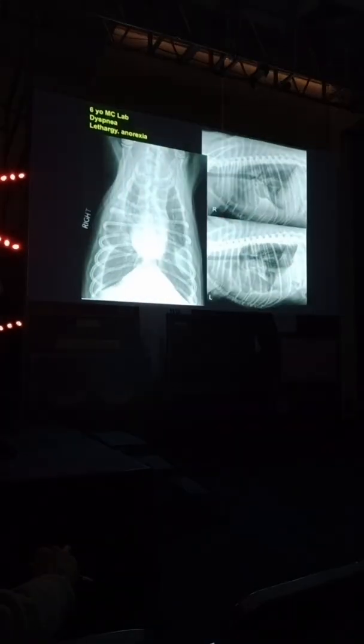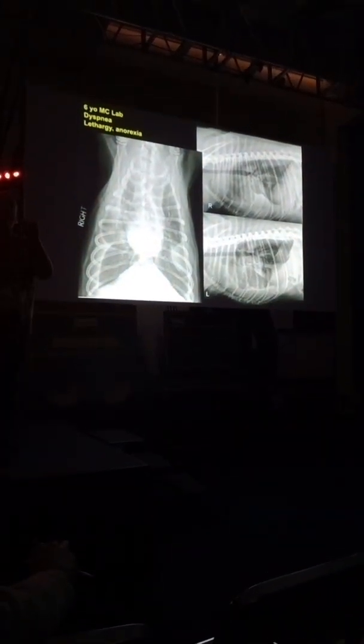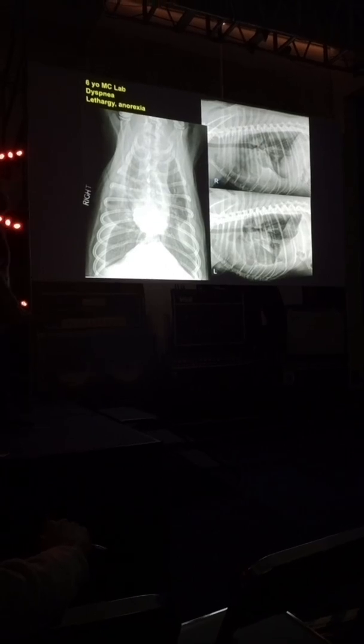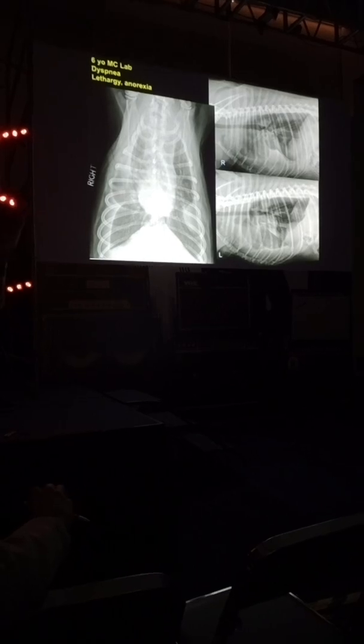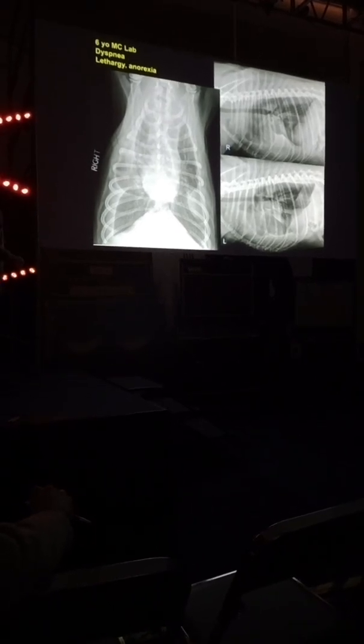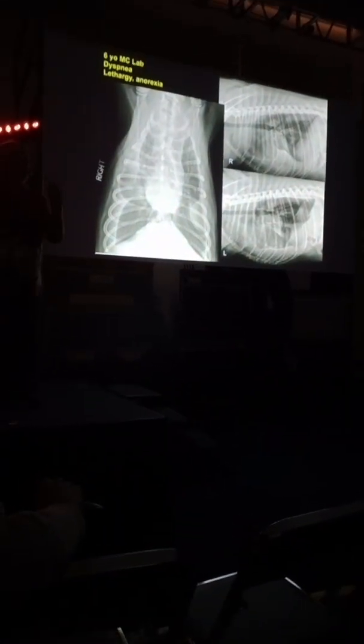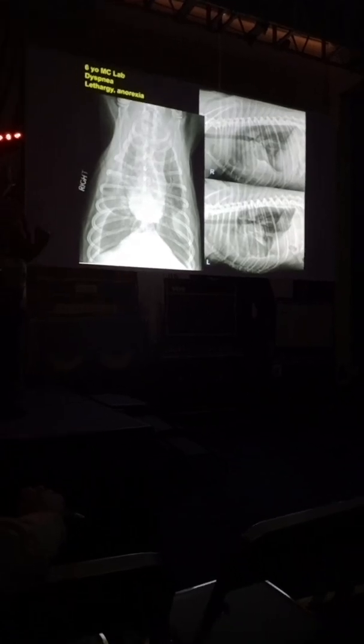Now, for those of you who were at my talk talking about there being more to the thorax than the lungs and heart, this is for you. So this is a 6-year-old male castrated lab that's dyspneic, lethargic, and not eating. Normal, abnormal. Abnormal, abnormal. It's an easy abnormal, right? And when we look at it, we see what in the thorax that we can tell is making this animal dyspneic.